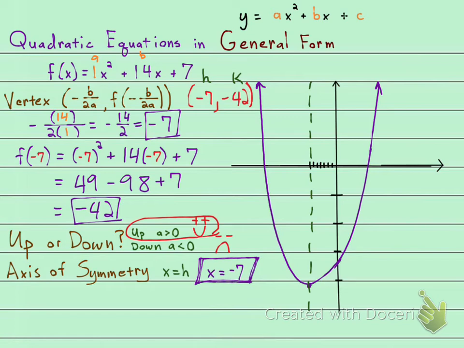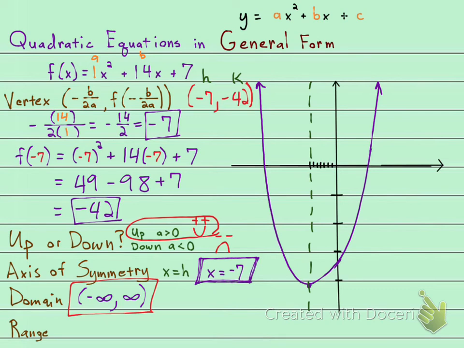Last thing they want us to identify is the domain and the range. We have no restrictions. So if you don't have any restrictions, you always assume your domain is all real numbers from negative infinity to positive infinity. Okay, and you can see that if you look at the graph, right? Where does this graph stop going to the left? It never stops going to the left. It never stops going to the right. Your domain is all real numbers.